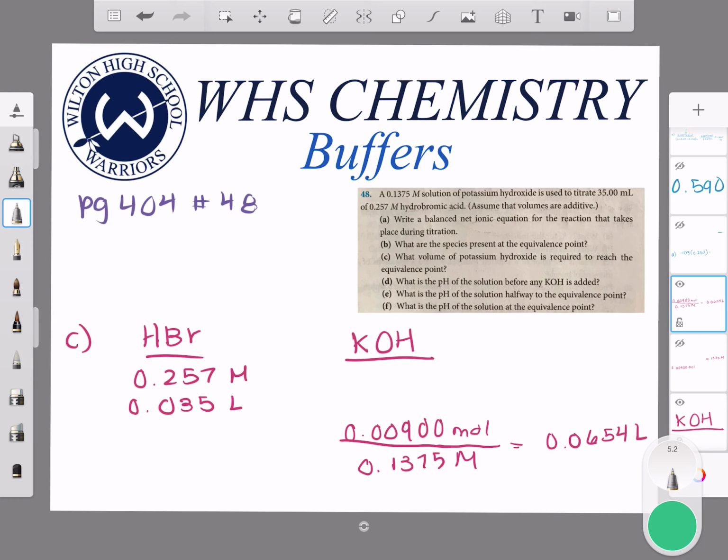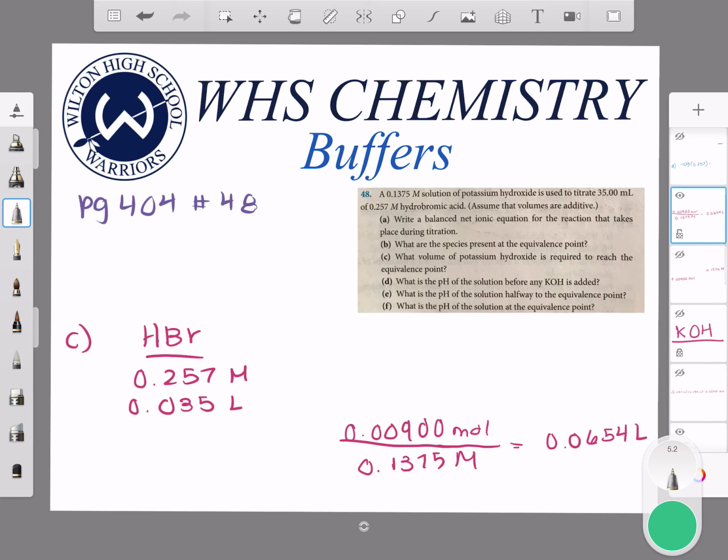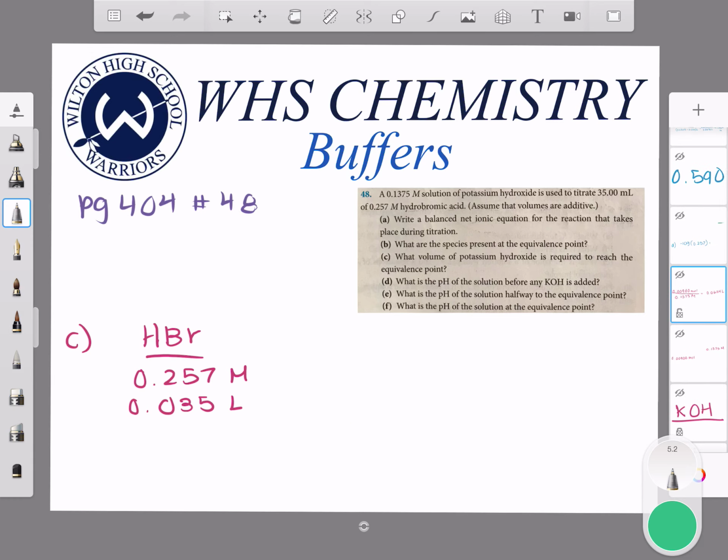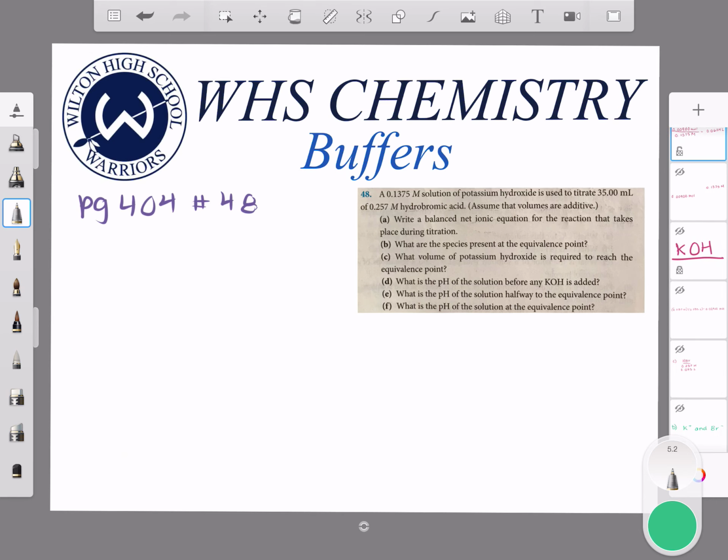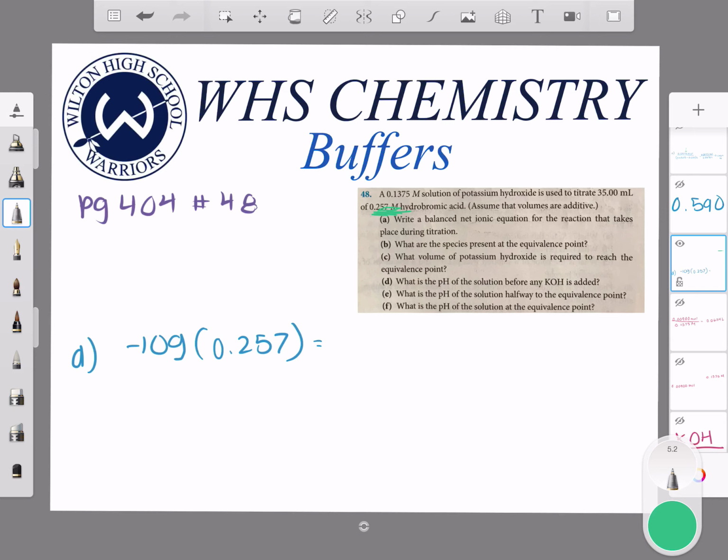And yeah, okay. So then next we're going to find the pH of the solution before any KOH is added. This is actually pretty simple because they give us this right here, the 0.257 molar hydrobromic acid. So all I have to do is take the negative log, and we're going to get 0.590.